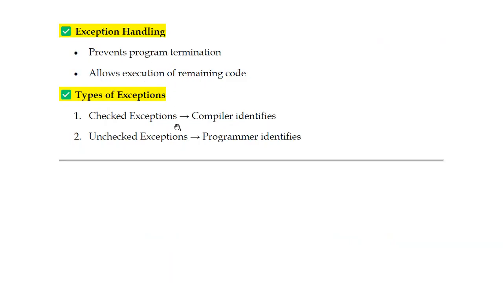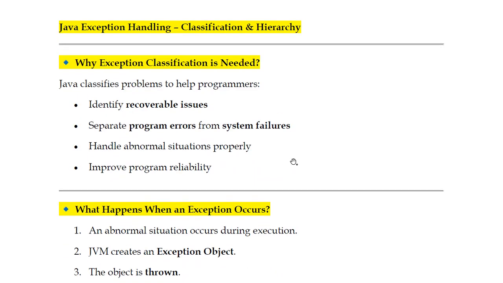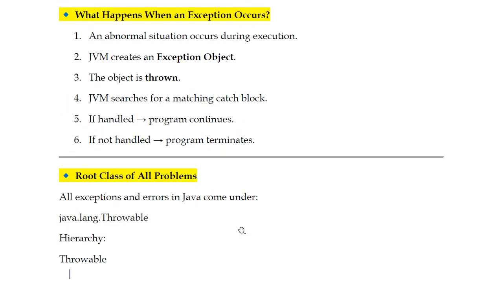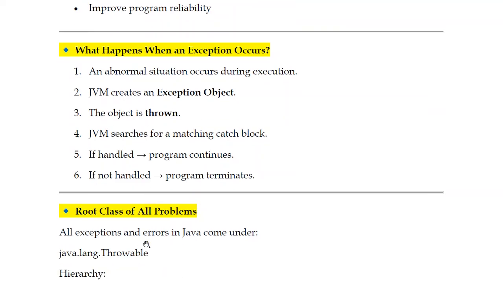So the types of exception are checked exception and runtime, or unchecked, exception. A checked exception is identified by the compiler at compilation time itself, before execution. For an unchecked exception, the programmer identifies it because it happens at runtime. So as a programmer or developer, identify this. What type of exception may happen? I hope you are clear with this. So this is the classification and hierarchy. If I try to understand what is happening, because we already discussed all these points, where is this exception occurring?